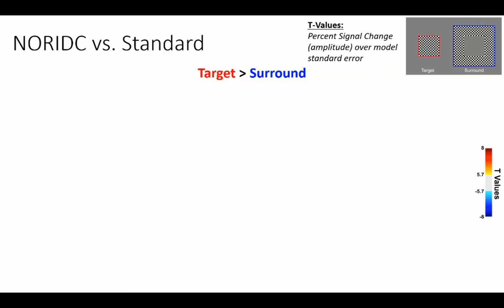So to start looking at how NORDIC impacts our functional maps in terms of precision, quality and extent of activation, we started by performing a very simple linear contrast, target greater than surround, and we looked at the T maps for this contrast. T maps can be very loosely defined as the percent signal change over the model error. So the noisier the data, the lower the T value.